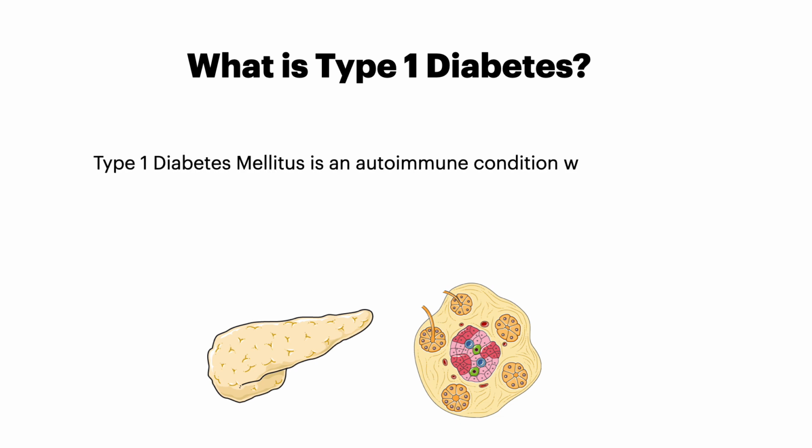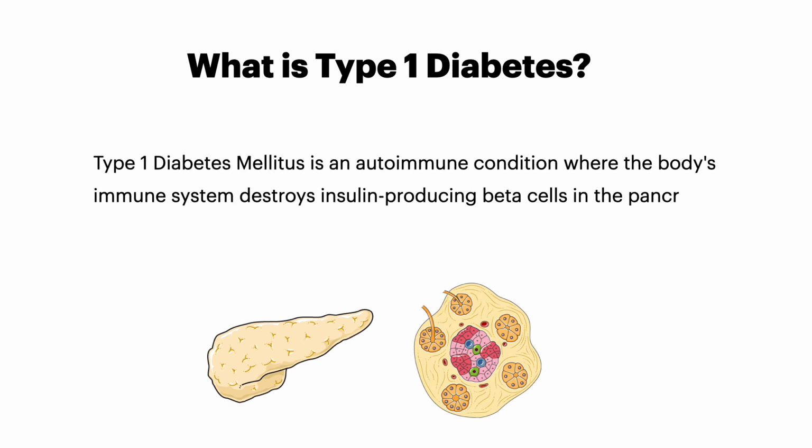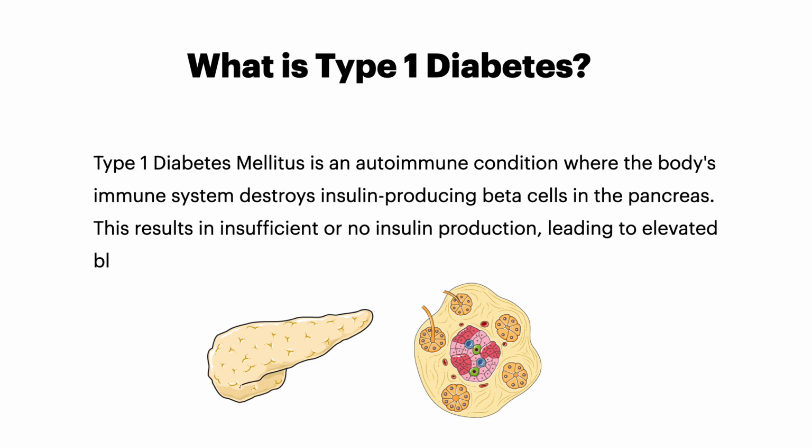To give you a brief definition, type 1 diabetes is an autoimmune condition where the body's immune system destroys insulin-producing beta cells in the pancreas. This results in insufficient or no insulin production, leading to elevated blood glucose levels.